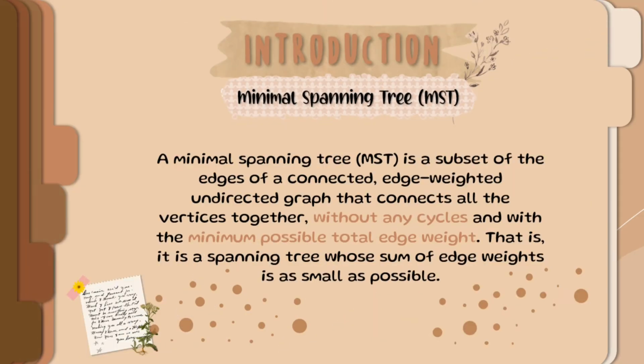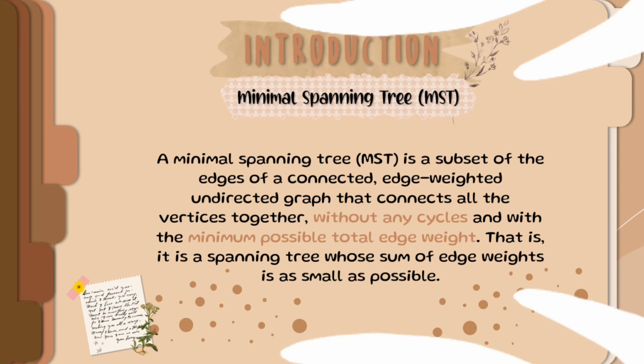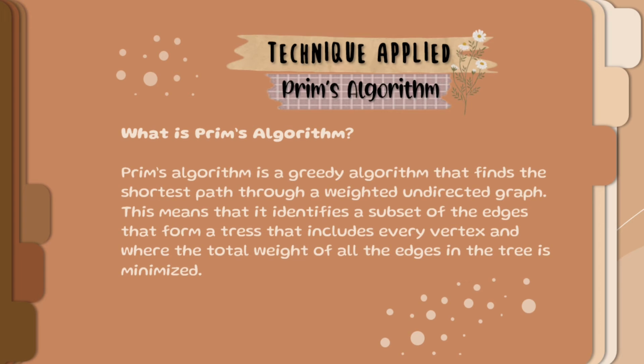Alright, now let me explain the definition of the minimal spanning tree. A minimal spanning tree, MST, is a subset of the edges of a connected, edge-weighted undirected graph that connects all the vertices together without any cycles and with the minimum possible total edge weight. That is, it is a spanning tree whose sum of edge weight is as small as possible. The key point here is a minimal spanning tree MST has the smallest possible sum of its edges without any cycles.